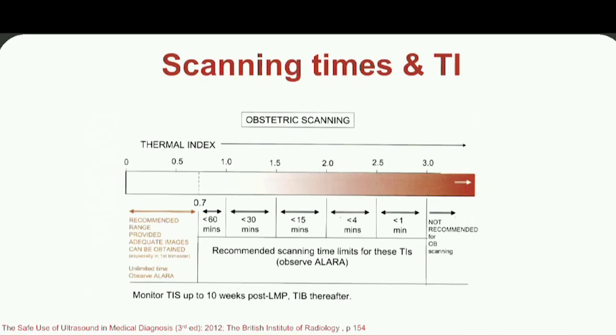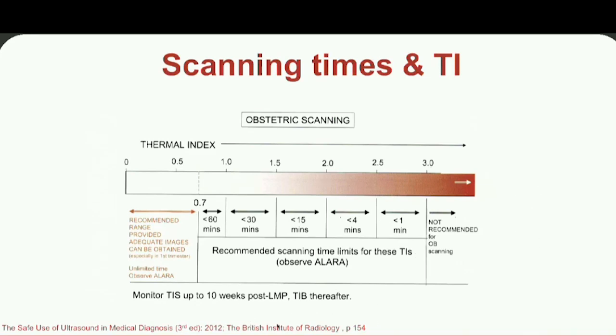So let's see how long you can actually scan a patient safely. If you keep your thermal index less than 0.7, it is the recommended range, provided adequate images can be obtained, and the time is unlimited, though you still prefer to follow the ALARA principle. You do the scan for as much time as required, and then try to finish the scan in an effective manner. As the thermal index increases, the time of scanning before damage occurs becomes less and less. If you have a thermal index of less than 3, you can scan only for less than 1 minute, and above 3 it is really not recommended.